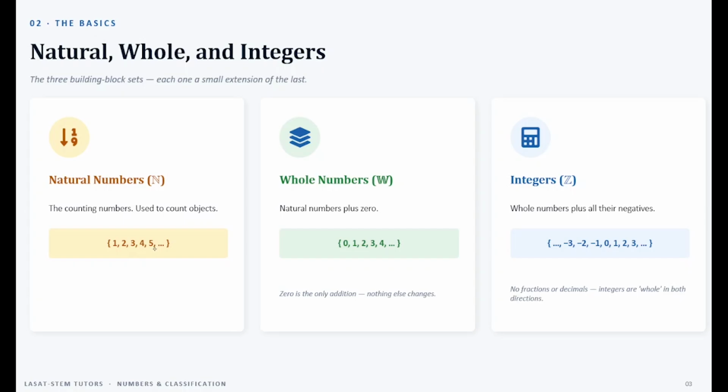Then we have whole numbers. Whole numbers are the natural numbers including zero. So zero is the only addition that is made to natural numbers when talking about whole numbers. And then we have integers.